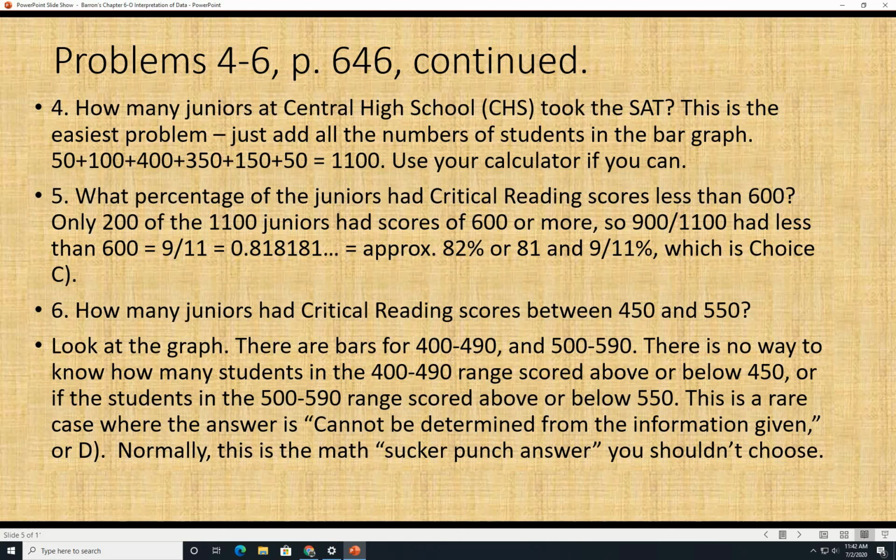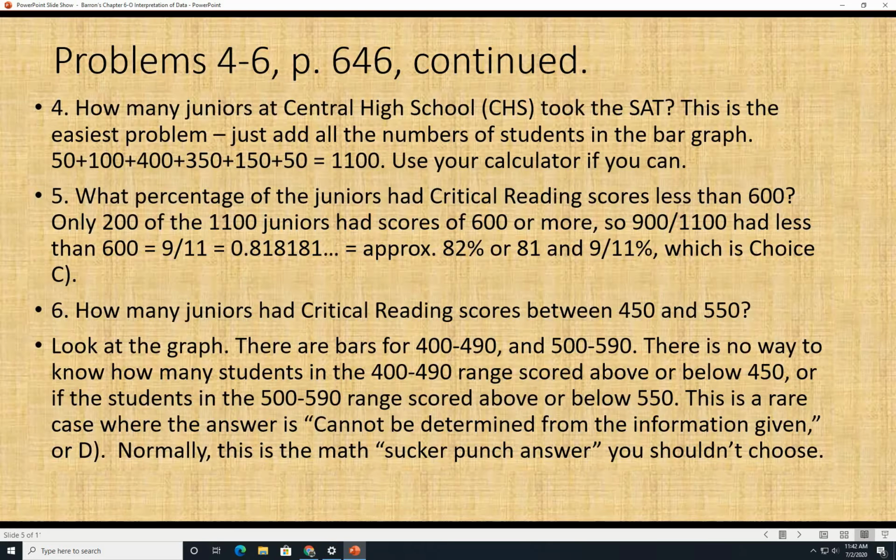So then you just go 9 over 11, that's equal to 0.818181. Multiply that by 100%, you get approximately 82%. Or as it says in the answers, choice C, 81 and 9/11%. Once you get close enough to the 82%, you ought to be able to just figure this out. Okay? That's choice C. So how many juniors had critical reading scores between 450 and 550?